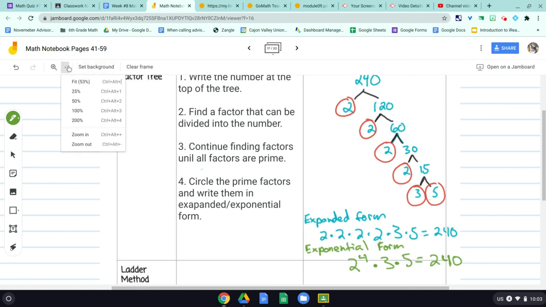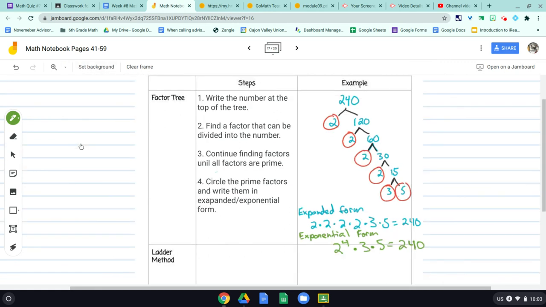I'm going to zoom out a little bit more so you guys can see all of that. There we go. So this is an example of how you can use a factor tree to find all the prime factors of any given number, also known as finding the prime factorization.